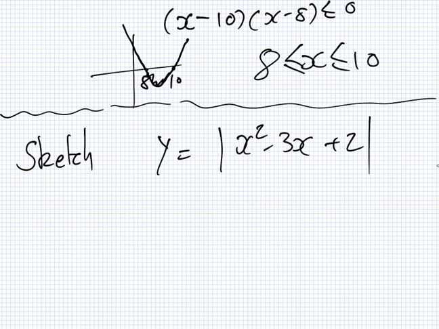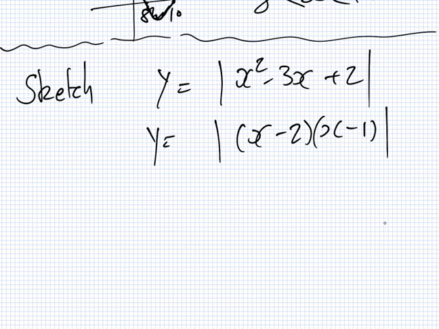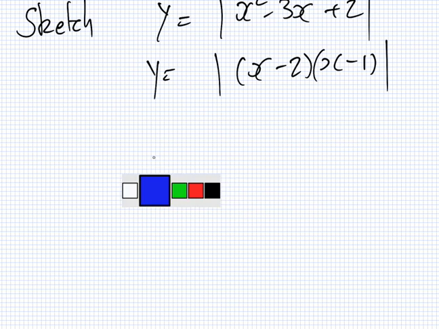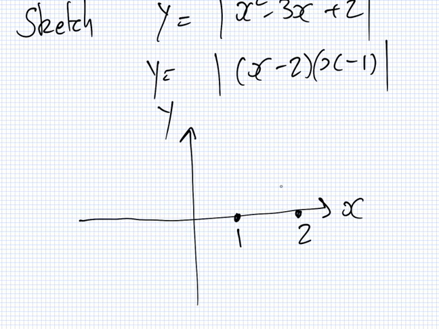Okay. So the first thing we do is let's just look at the quadratic on the inside. So here we have y equals absolute x minus 2, x minus 1, absolute. Now if the absolute wasn't there, what type of graph would this be? I'll draw it in red. It'd be what shape? Yeah, U shape. And where are the roots? 1 and 2. So in red, this is what the quadratic looks like.